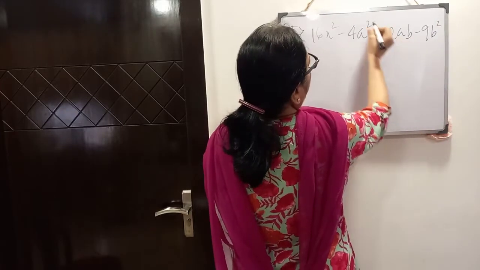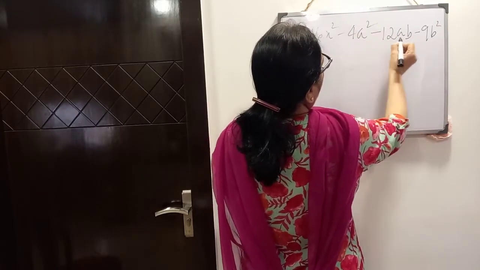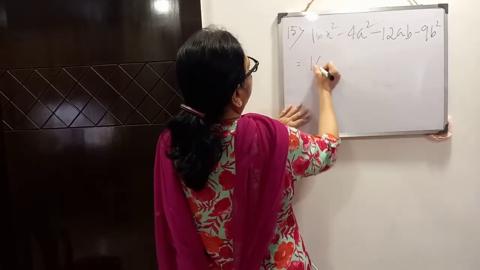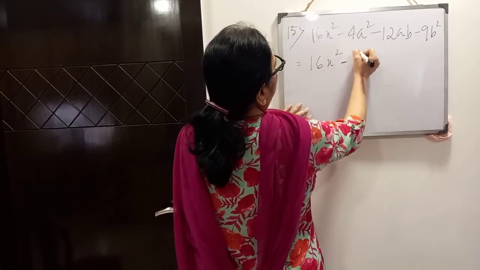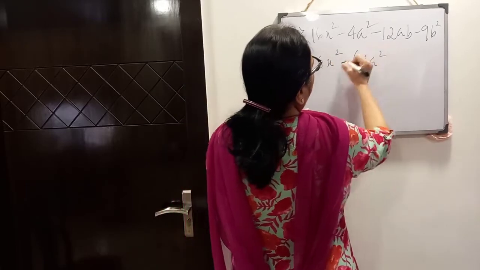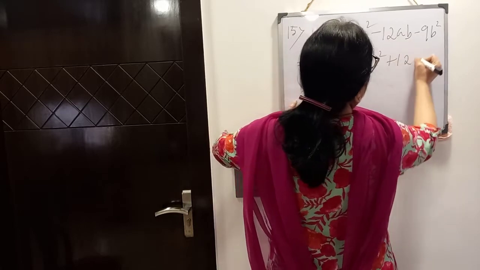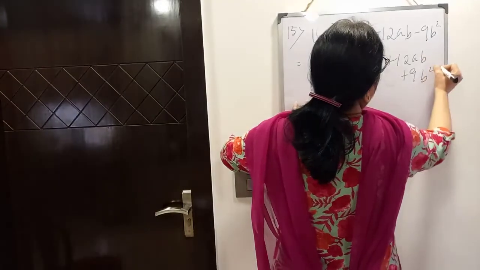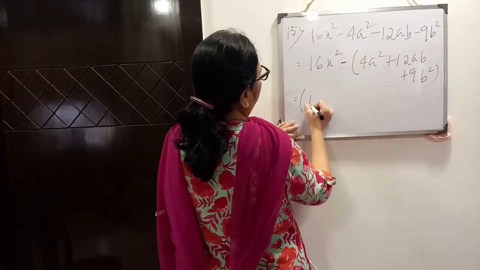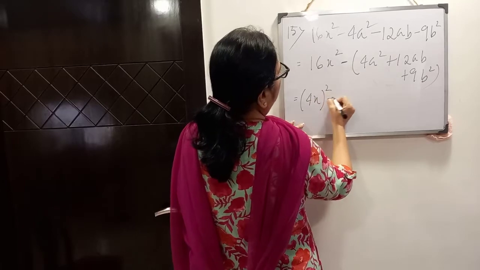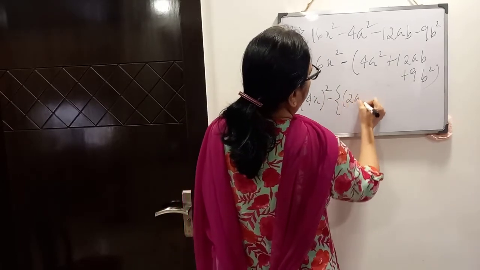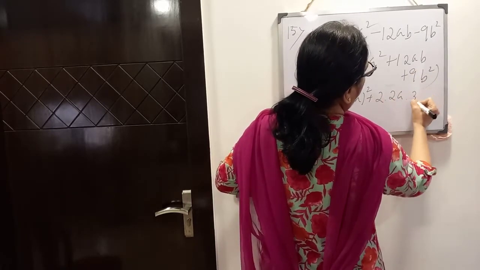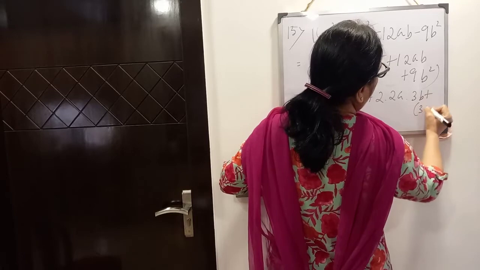There is AB. So this 4a square, 12ab, 9b square will make one group. So this separated 16x square, take minus common, then 4a square, as I have taken minus common, it will become plus 12ab and it will also become plus 9b square. Now this one we can write 4x whole square minus this 2a square plus 2 into 2a into 3b plus 3b whole square.